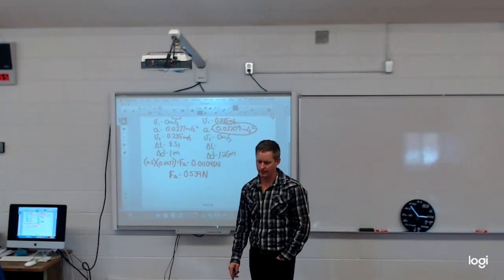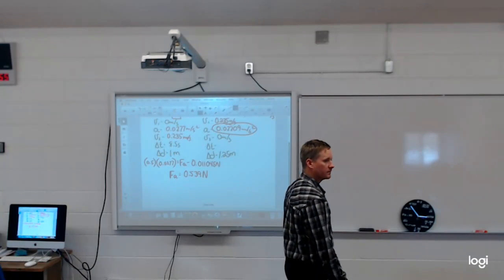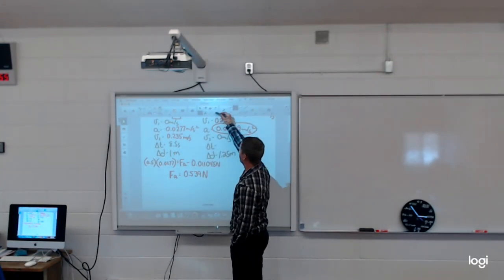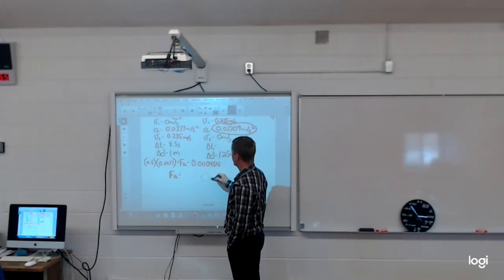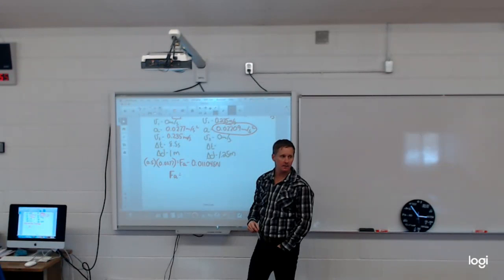Okay? That's different than the book. That's not right. That's not what I got. You see that? I got 0.02. Divide that by 2. Divide whatever that was by 2.